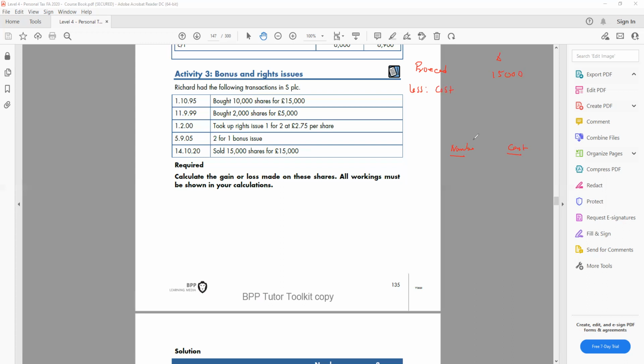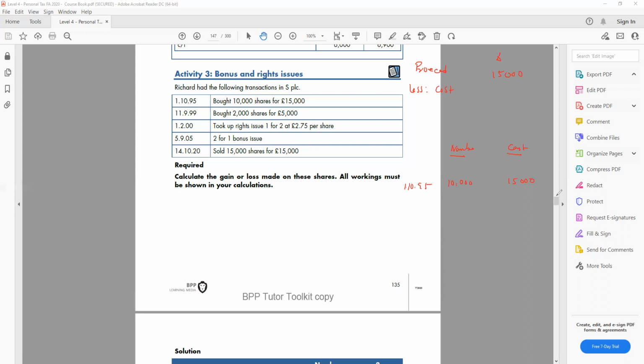So first we start with 1st of October 1995. On 1st October 95, we purchased 10,000 shares and the cost was 15,000. 10,000 shares, 15,000.